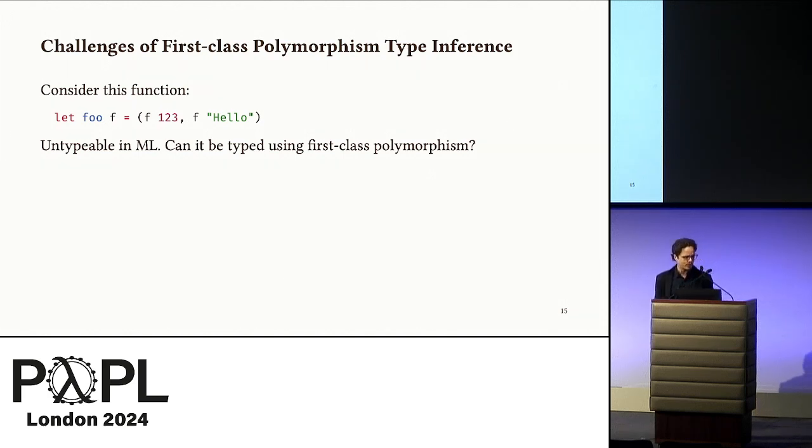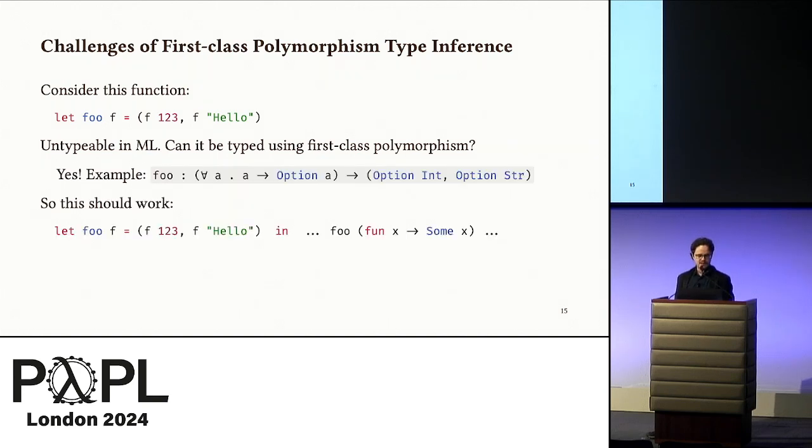Consider the following function. foo of f makes a tuple of f of 1, 2, 3 and f of hello, so it applies its argument function to two incompatible types, and this is not typeable in ML. But with first-class polymorphism, it becomes typeable, and here's an example of a type you can give to foo. It's a very specific type, right? Here we decided arbitrarily that the function will return an option of the input. And so this means that if you're able to infer these kinds of things, this should work. You should be able to define foo and then use it in your program with functions such as fun x to Some x, because foo can be typed using this compatible function type.